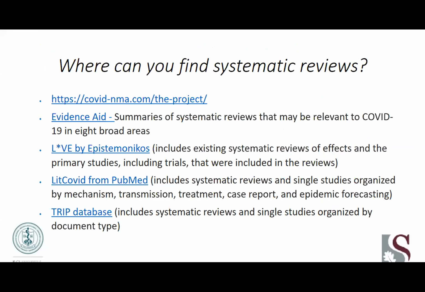Because I'm sure you're wondering where you can actually find these systematic reviews. I've just provided in this slide the links to 5 very good resources for finding systematic reviews, especially as it relates to COVID evidence. The second one from the top, Evidence Aid, will actually provide you with summaries of systematic reviews, which is also really useful to have a look at. So it means you don't have to go and read the whole systematic review, but you can actually turn to a structured summary of an existing systematic review.